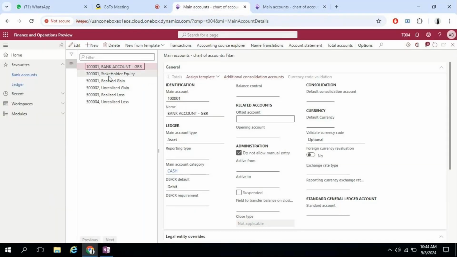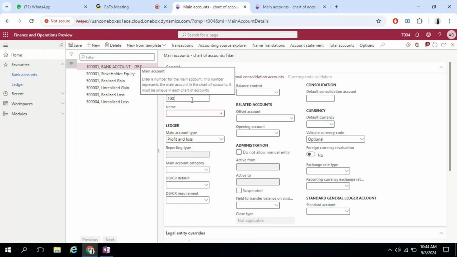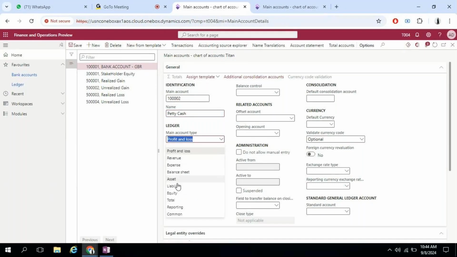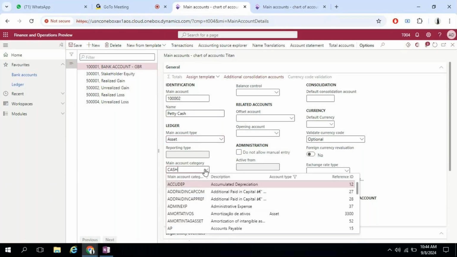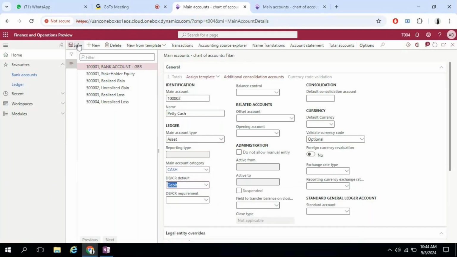So what I will do, I will create a petty cash account over here like the same. Okay, and account number will be 14002. Name will be petty cash, and it comes under the asset side, and it will come under the main account category as cash. Okay, now I will save it. Once it is done, you can enable the do not allow manual entry if it is not required, but in petty cash you can do manual entry, no worries in it. Now one thing is completed.